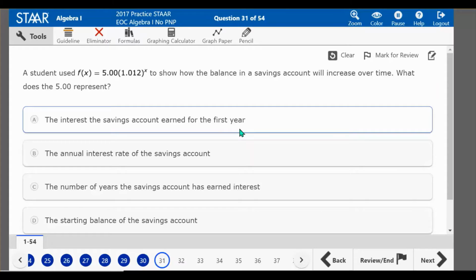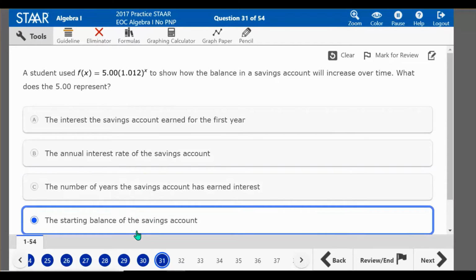Yeah, let's get started. A student used f of x equals 5 to the x, the exponential function basically, to show how the balance in a savings account will increase over time. What does 5 represent? The interest the savings account earns for the first year, the annual interest rate of the savings account, the number of years the savings account has earned interest, or the starting balance of the savings account. So basically, in exponential functions, we know that the number on the outside is the initial balance. So our answer is D, starting balance.